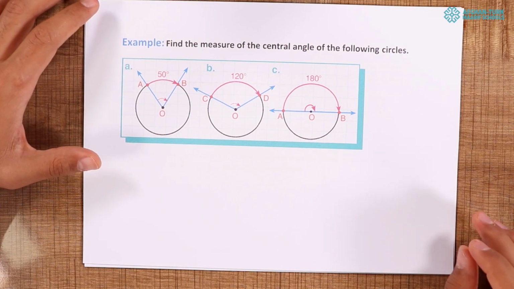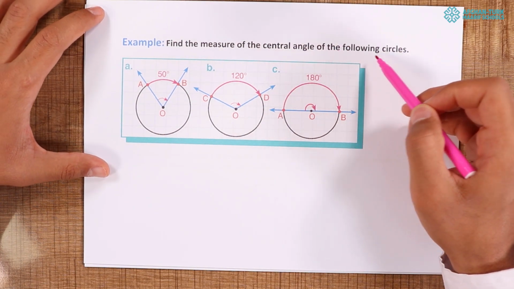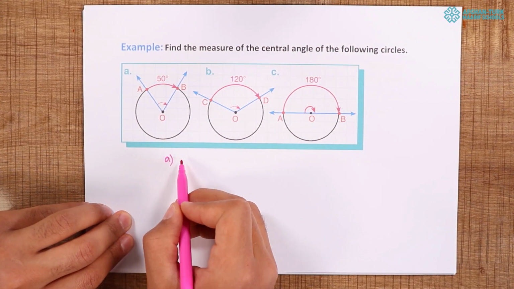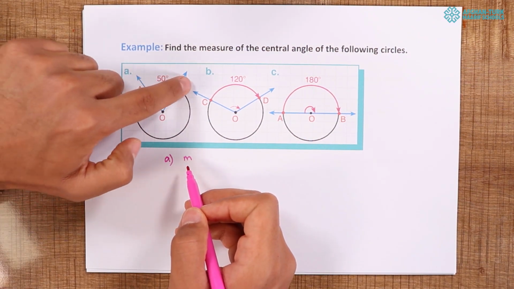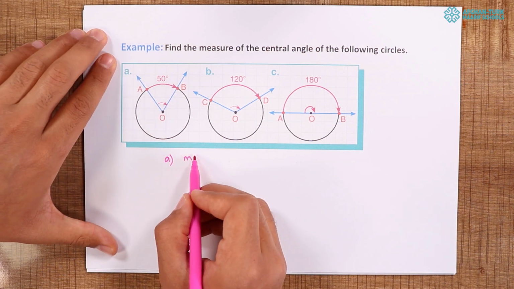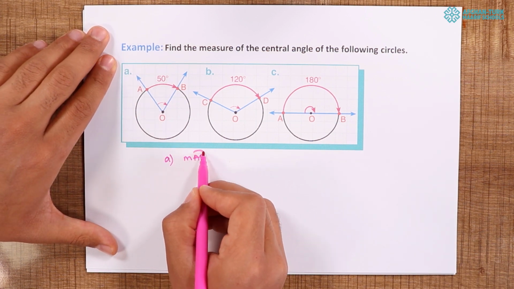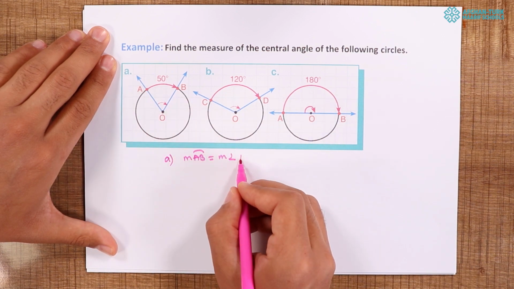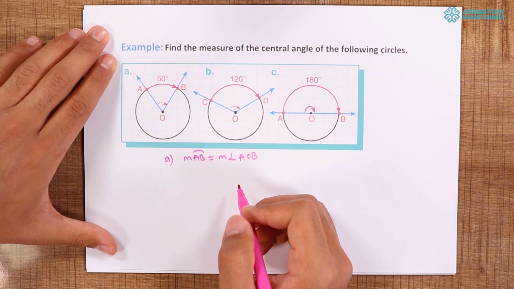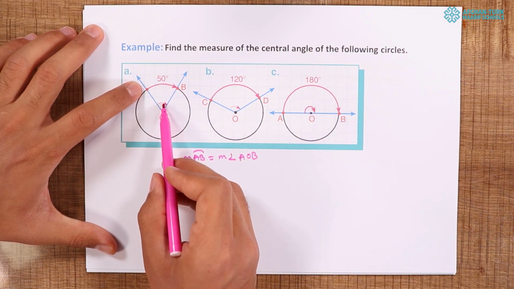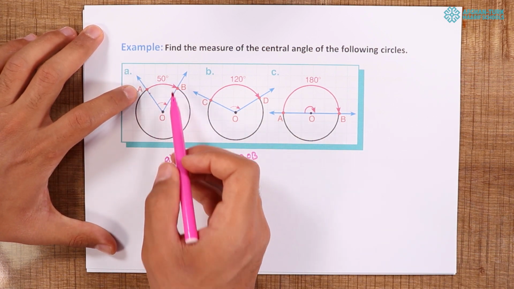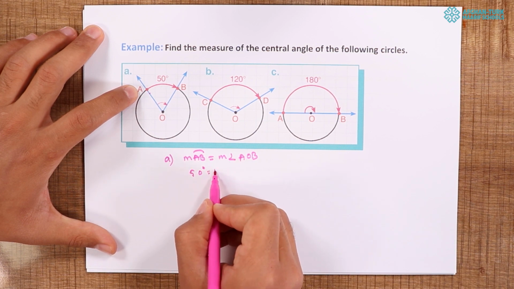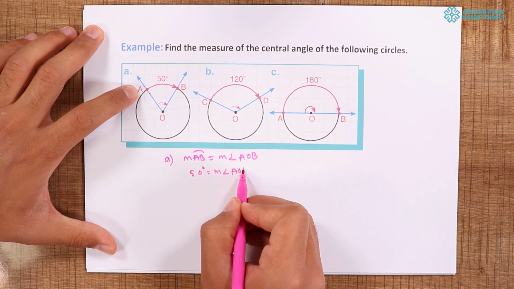Pay attention to the examples. Find the measure of the central angle of the following circles. First, we have said that the measure of arc AB is equal to the measure of the angle AOB. The measure of the arc is equal to the measure of the central angle. The measure of the arc is 50 degrees, so 50 degrees is equal to the measure of AOB.